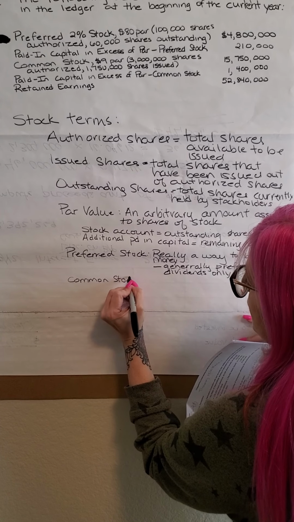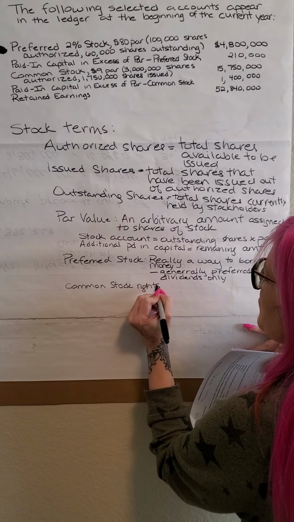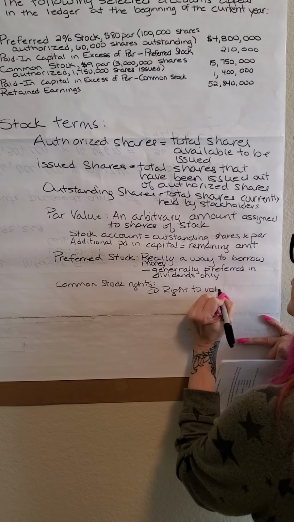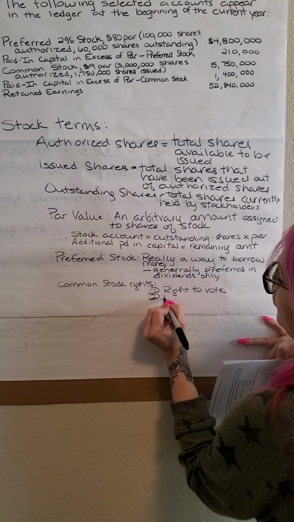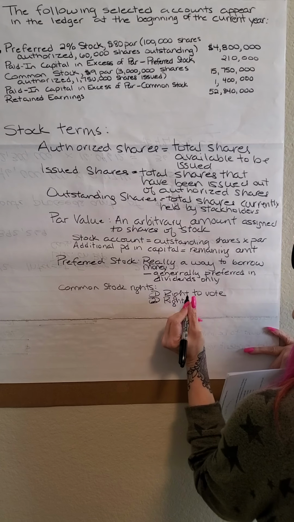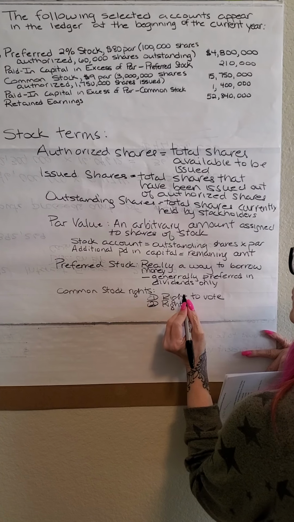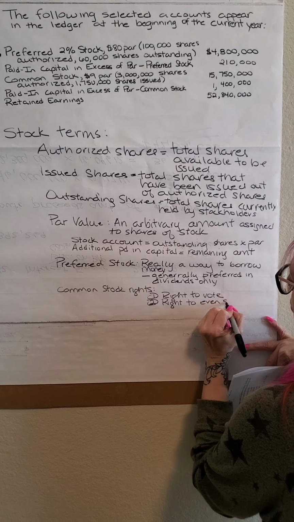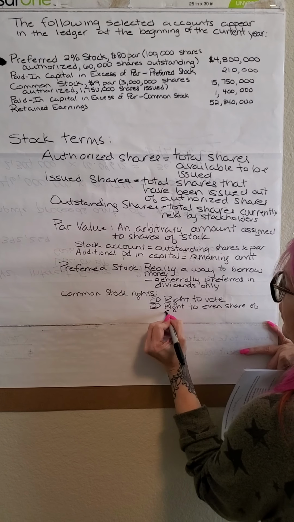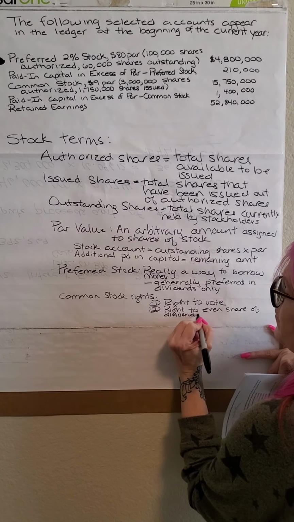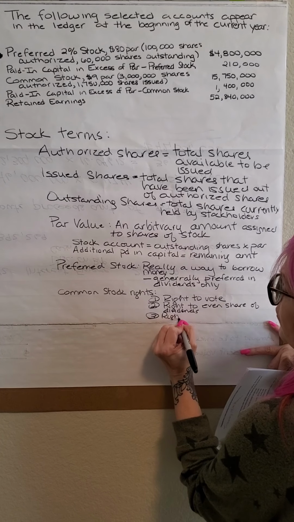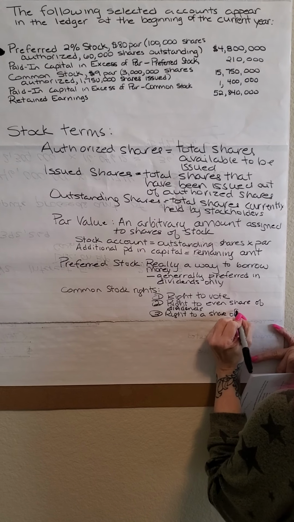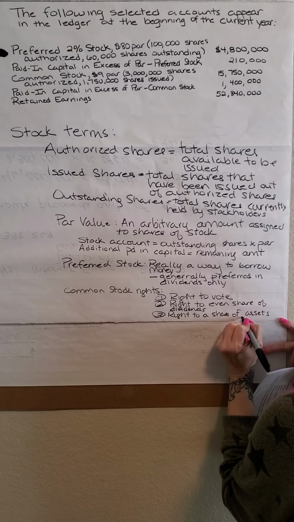So common stock rights: the right to vote for the board of directors, a right to an even share of dividends, and then a right to a share of assets on liquidation.